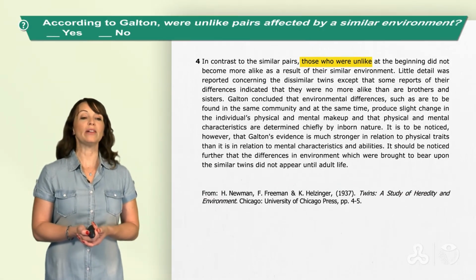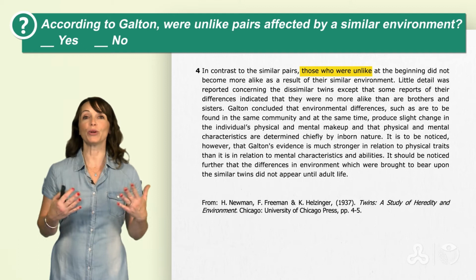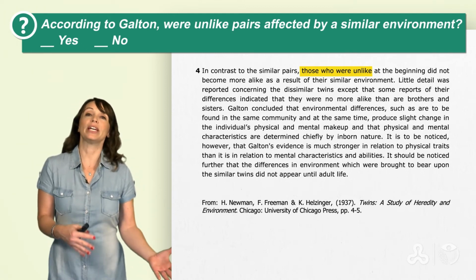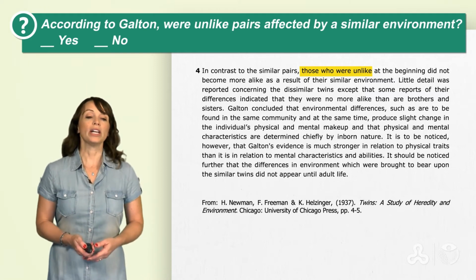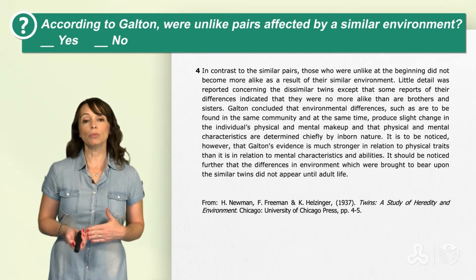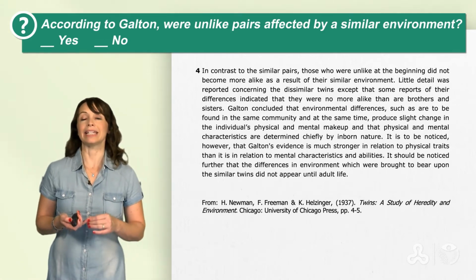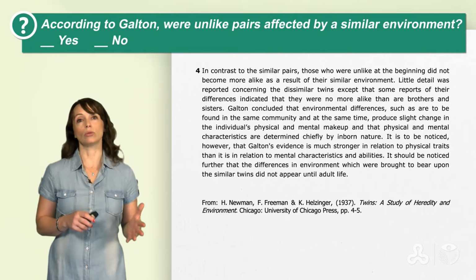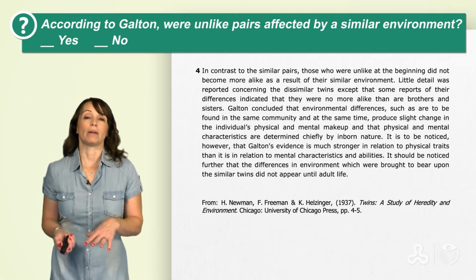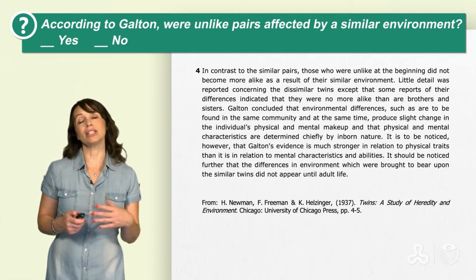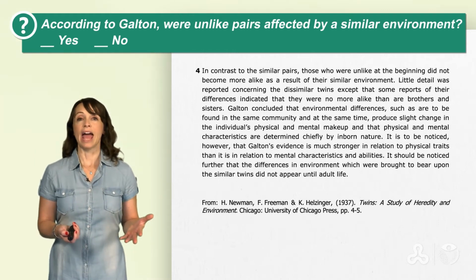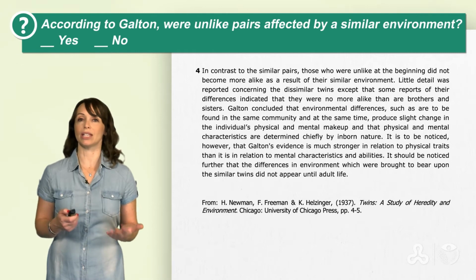Okay, so now let's look at the question. After you're aware of the fact that we're going to talk about the fraternal twins, now we can try and answer the question. According to Galton, were unlike pairs affected by a similar environment? Were the unlike pairs influenced by a similar environment? Then we have the options yes or no. So continue reading paragraph 4. We're going to pause here and tell me which answer you would choose, yes or no.